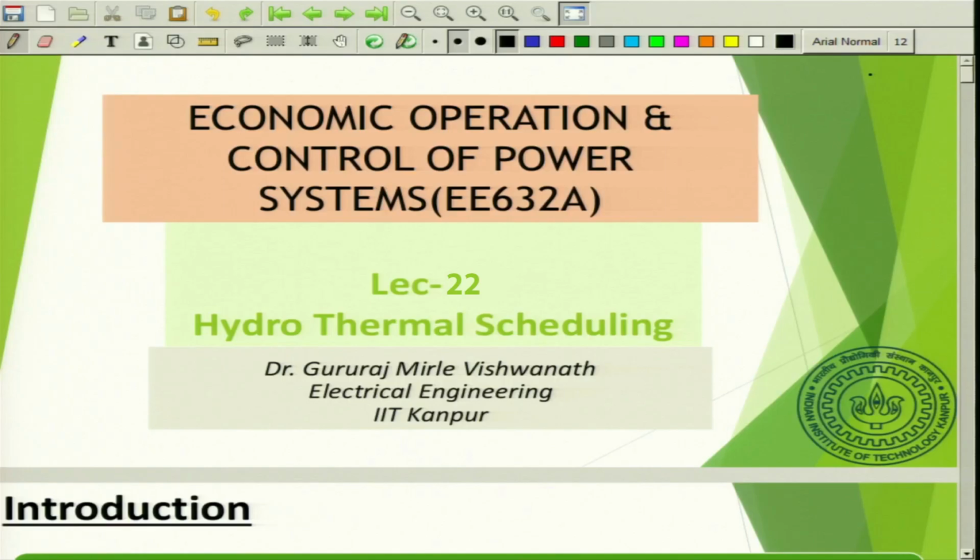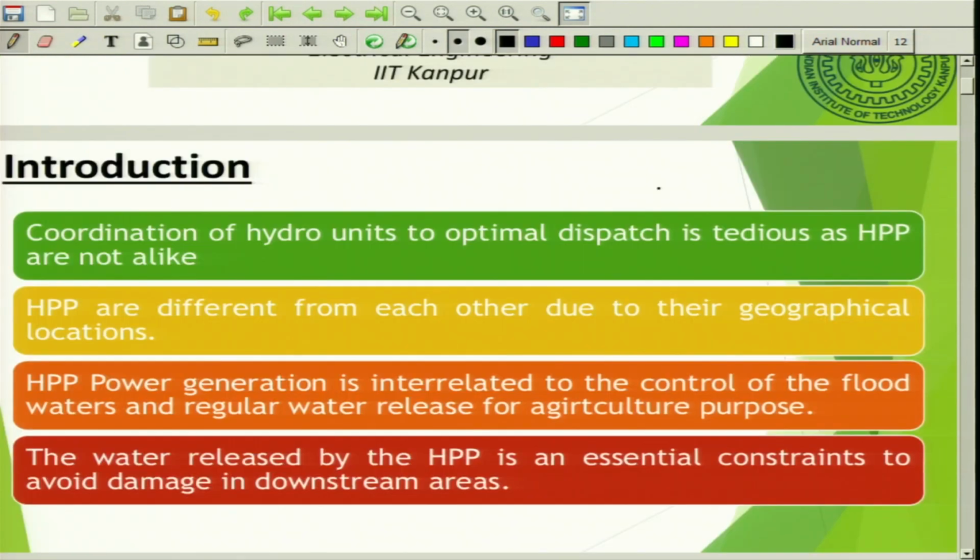Today's lecture we discuss hydrothermal scheduling, one of the important topics of discussion. Just to have an introduction, coordination of hydro units to optimal dispatch is tedious as hydro power plants are not the same. Each hydropower plant has its own geographical constraints, and having coordination among these hydro units is not a very easy job.